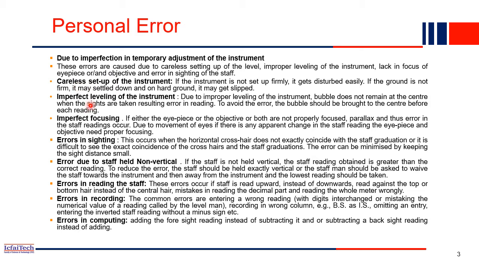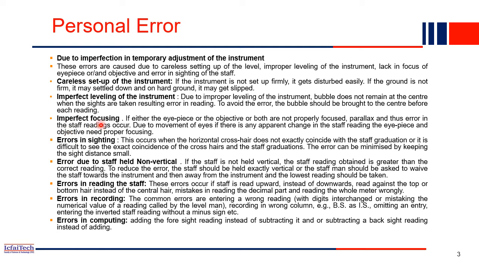The next one is the imperfect leveling of the instrument, right? Using the bubble, we do the leveling of the instrument. If the instrument is not perfect, which we have seen in the last slide, and also the bubble is not centered, and you started the leveling and started taking the measurement, this will introduce errors. All these errors, if you see, are introduced because of personal error.